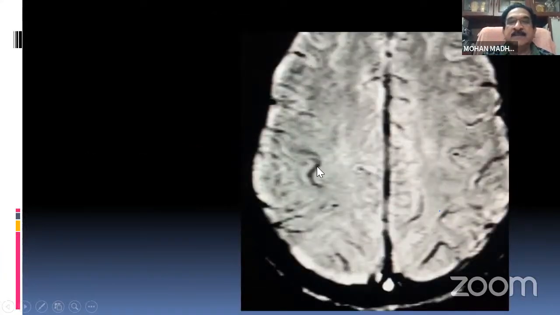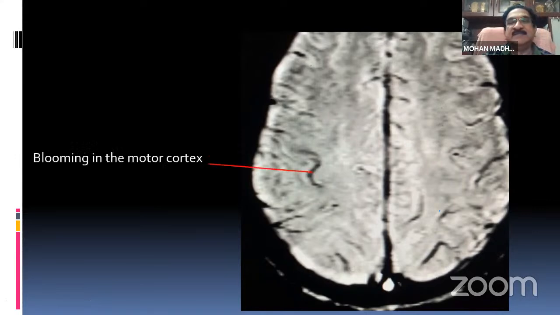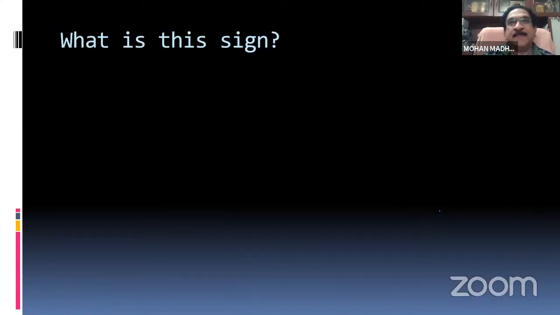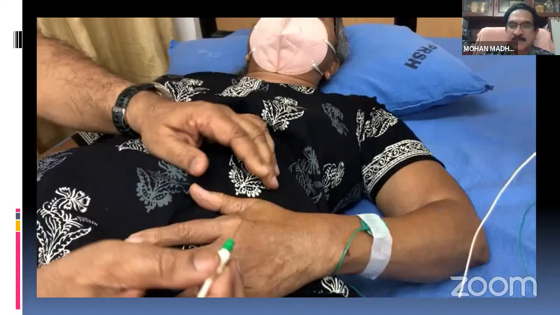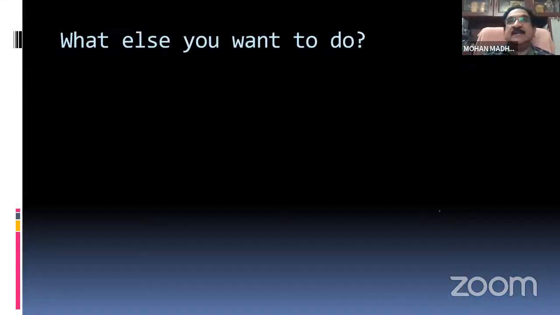It's more prominent on the right side, not much on the left side. Here, the weakness and the clumsiness are also more on the left rather than the right side. So what is this sign called? This sign is called the motor band sign. So the motor band sign is seen in ALS, motor neuron disease. So what else do you want to do to confirm your diagnosis?